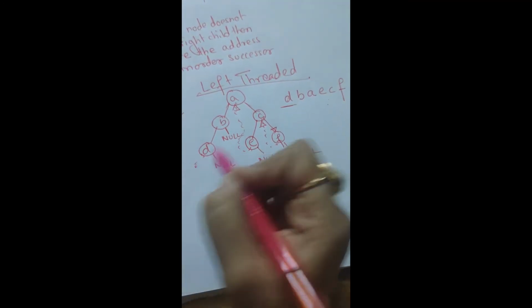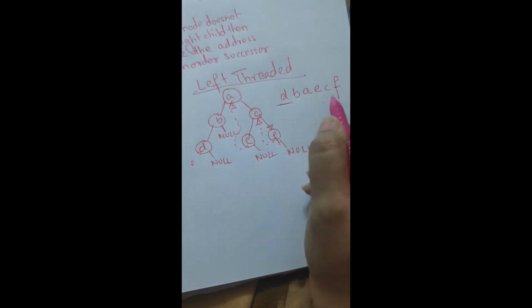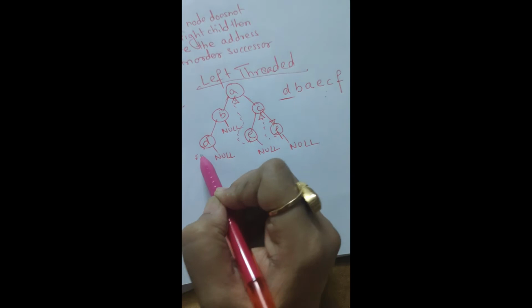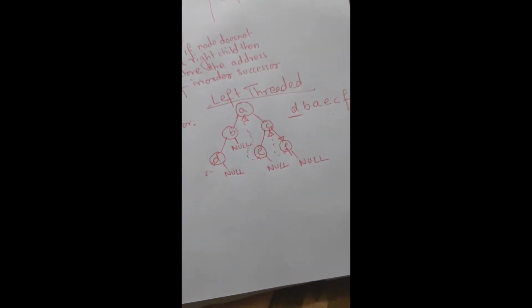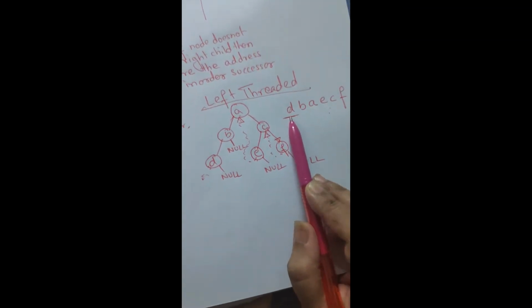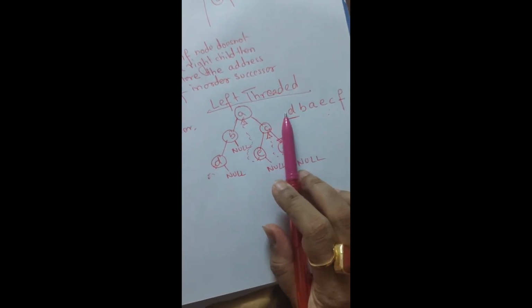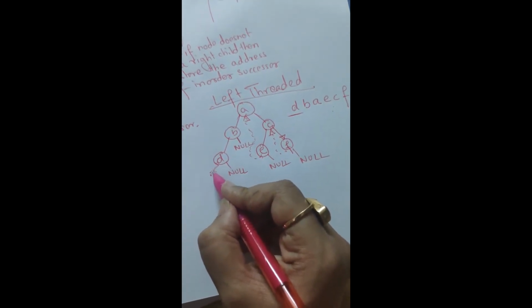So there is no way I have an in-order predecessor of D. I will repeat again. All the left links have to point at in-order predecessor. Now D is the first node of my in-order traversal, so there is no preceding node to D. So what will happen to this particular link?